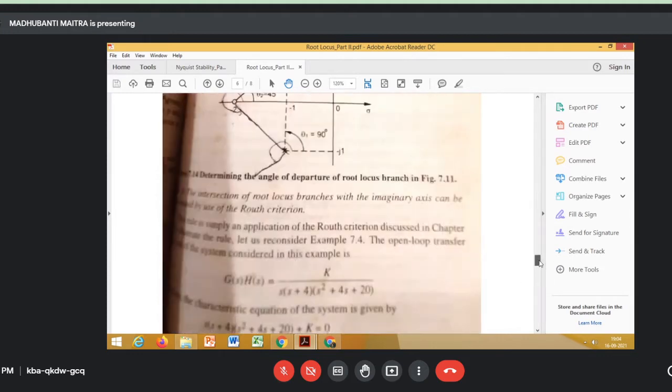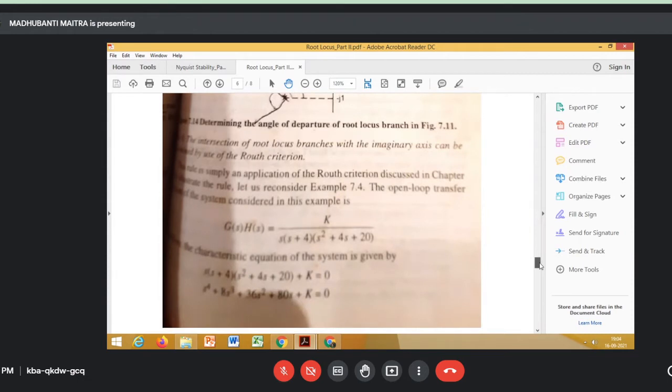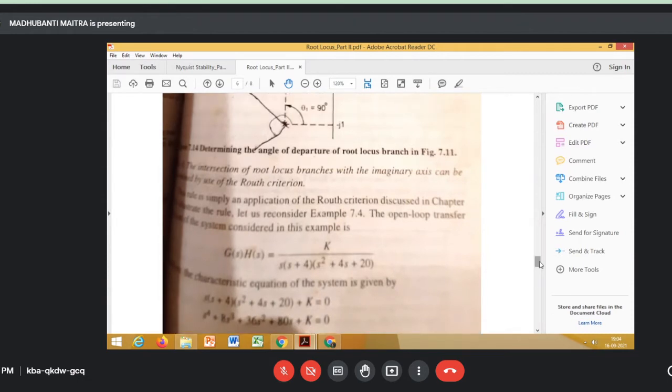Okay. So the last rule, that is very simple. The intersection of the root locus branches with the imaginary axis, whether the root locus intersects the imaginary axis or not, that is very important, because on that particular fact the stability of the system will depend, right? So we'll have to find out whether the root branches intersect the imaginary axis or not. So that can be found simply by applying Routh's criterion.